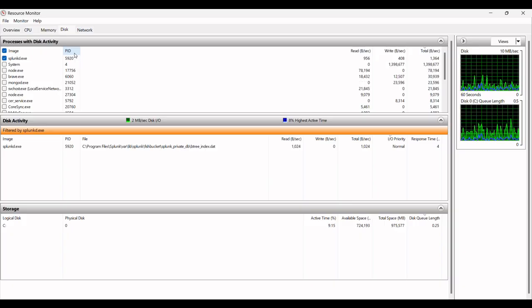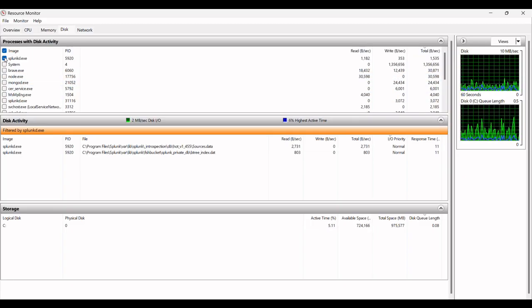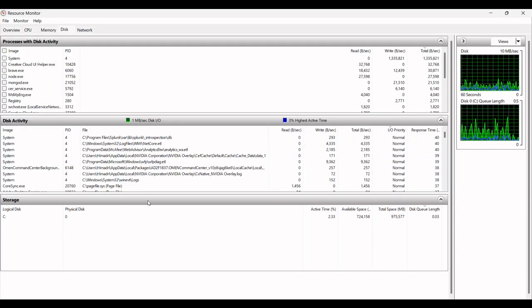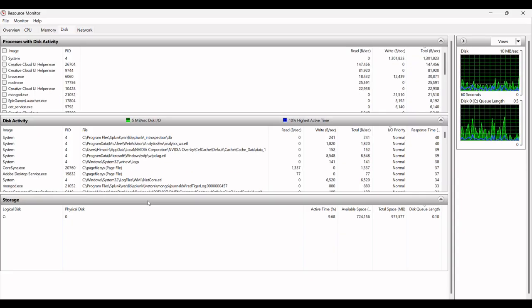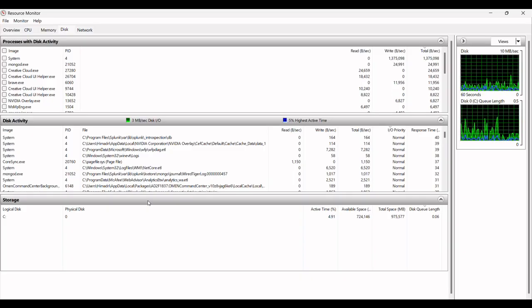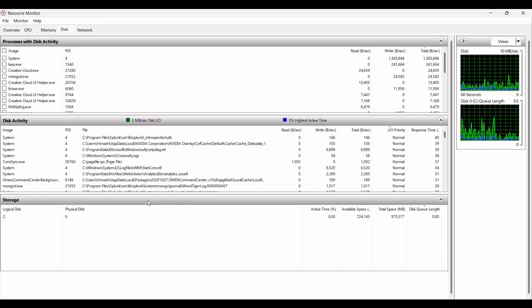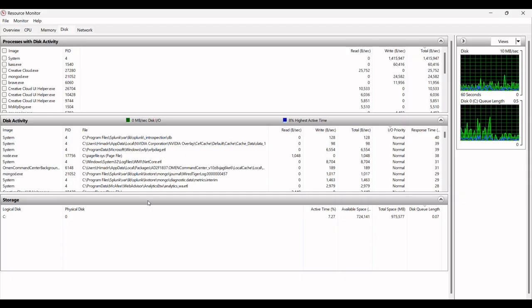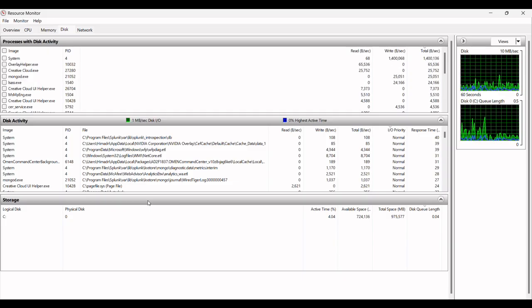The read and write columns display how much data each process is reading from or writing to storage. The disk activity section displays individual files currently being accessed by processes. This provides extremely granular visibility into file level read and write operations. The read column represents data being retrieved from storage, while the write column represents data being written to disk. In cybersecurity investigations, file activity analysis helps identify suspicious file access patterns, ransomware activity, unauthorized writes, or abnormal storage behavior.